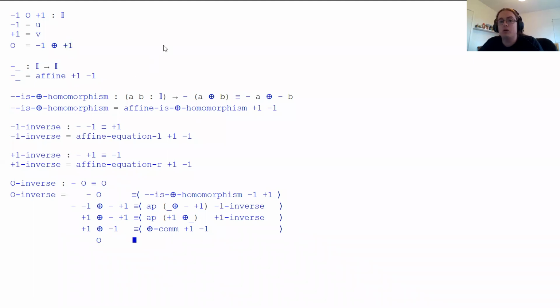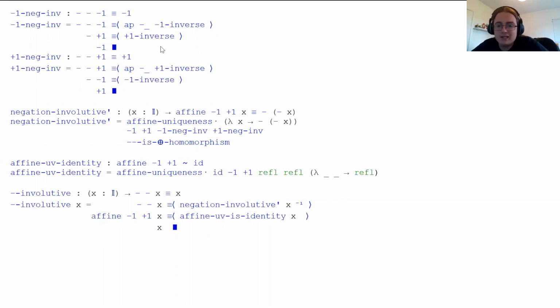So to have sort of ultimate confidence in our negation function, we want to show that it's an involution, i.e. for any x, -(-x) equals x. And this is done by showing that performing double negation is the same as performing affine(-1, +1), and therefore it's the same function because affine is unique. And then showing that this is the same as the identity function. And both parts of this just use the uniqueness of affine(-1, +1).